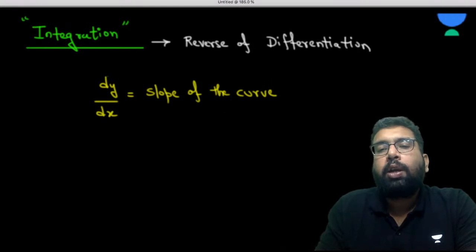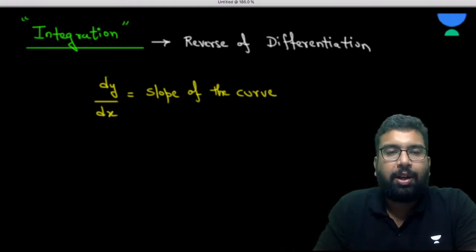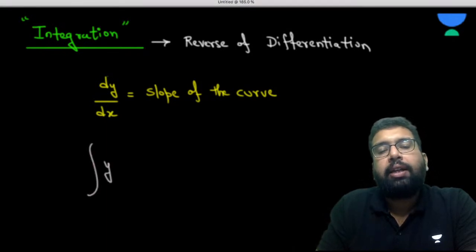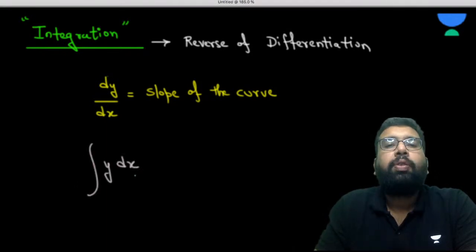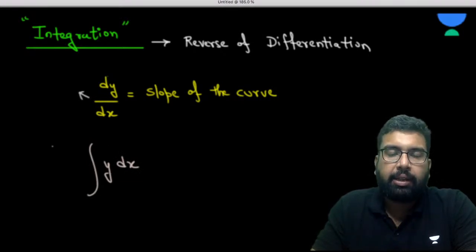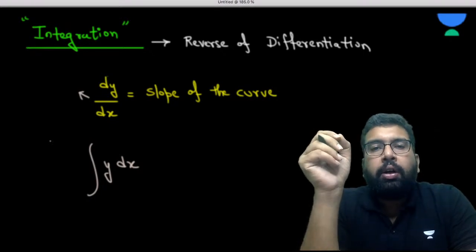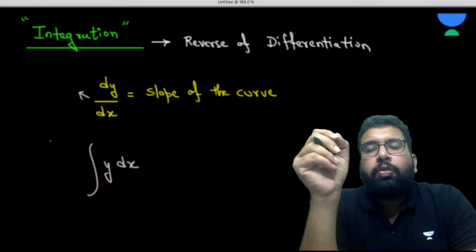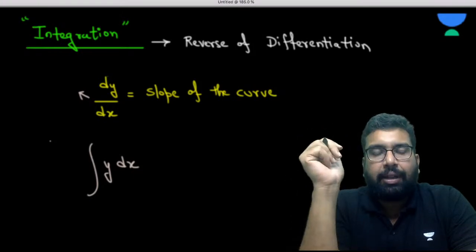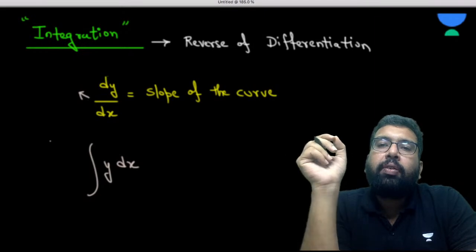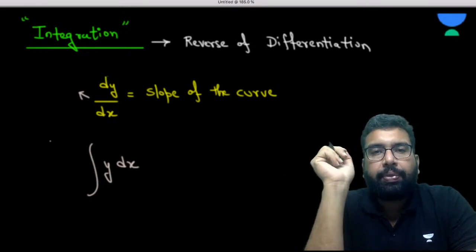Now, when you are talking about integration, we write integration y dx. This is the symbol of integration. Like how you read dy by dx, how do we read this? We read this as differentiation of y with respect to x. This is how we read it. dy by dx, that is differentiating y with respect to x.